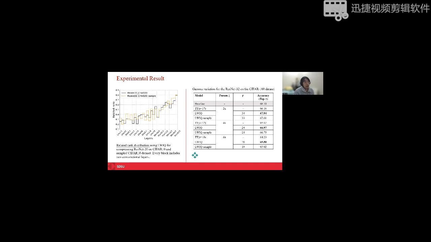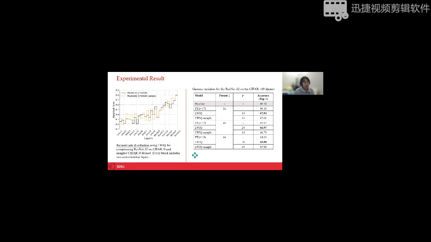And then regarding the experimental results, the figure on the left shows the final relative rank distribution. By multiplying these values with a scaling factor, we can determine the final ranks. This step allows us to adjust the ranks based on specific needs, ensuring budget-aware optimization. In the table on the right, Gamma is the scaling factor.